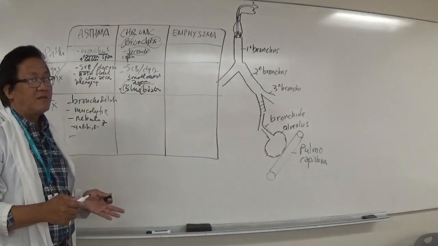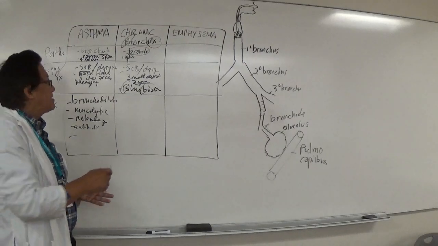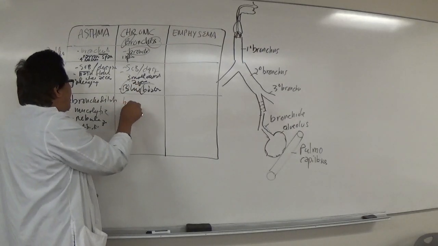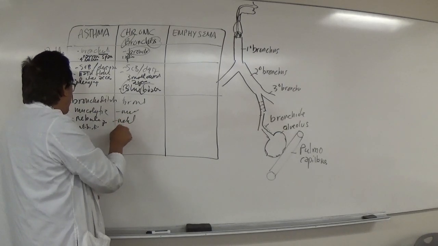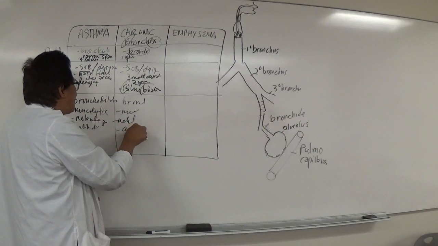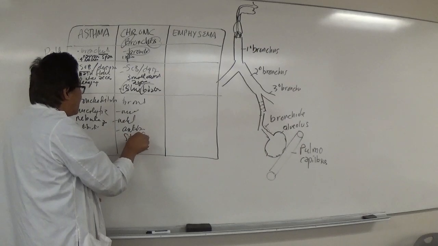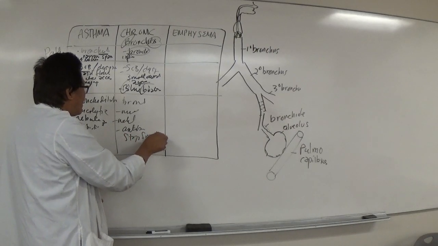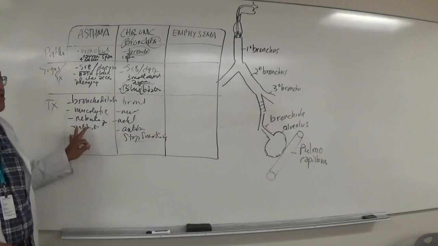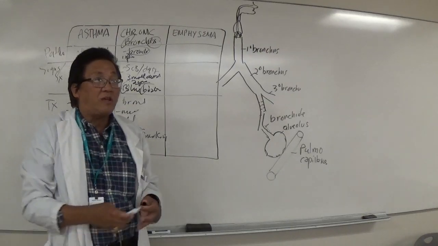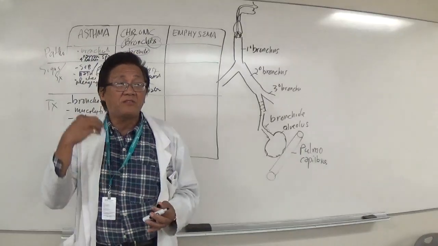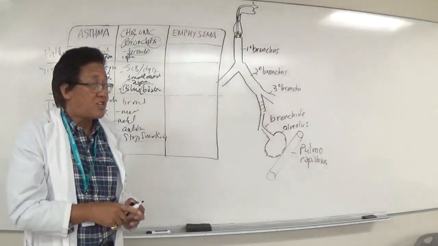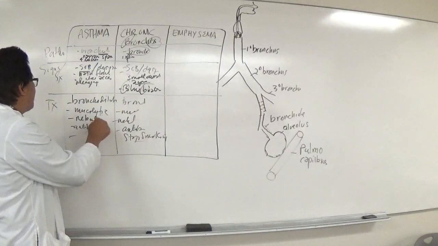Okay, so treatment would be the same, more or less, right? Except you have bronchodilators, mucolytic drugs, nebulizers, and of course, if it's an infection, you give antibiotics, and stop what? Smoking. Okay? Now, I forgot to mention, in asthmatic patients, sometimes we use what we call an EpiPen, intramuscular injection of epinephrine, or what we call adrenaline, because it's also a bronchodilator. Okay? So we inject EpiPen.